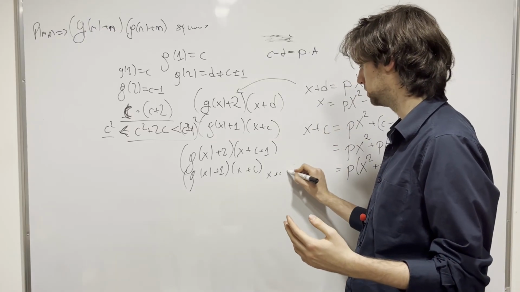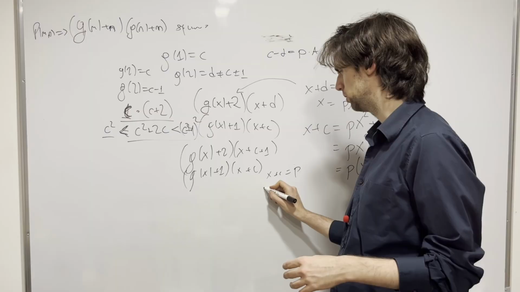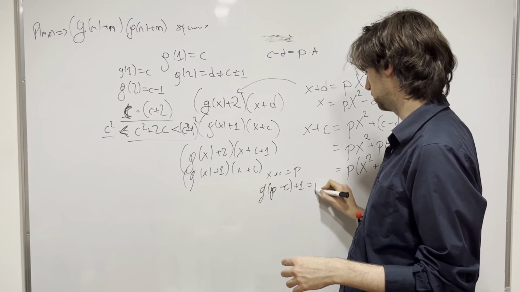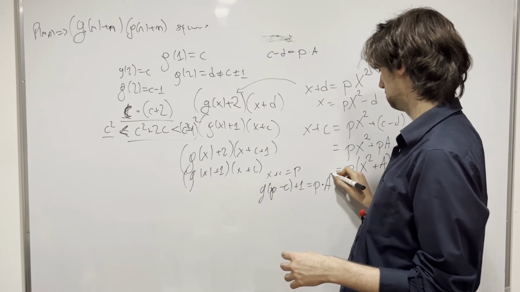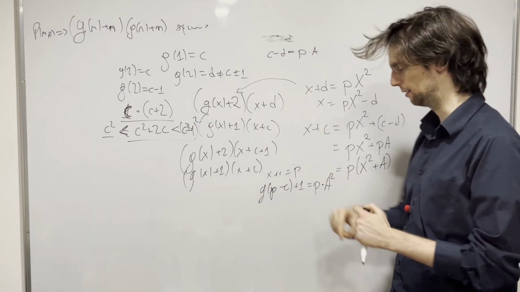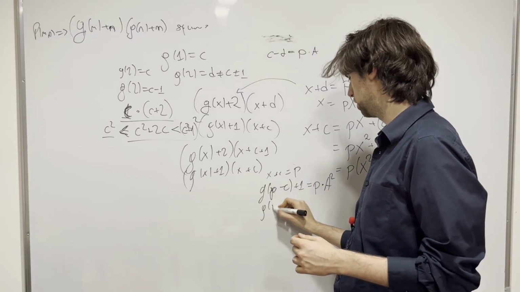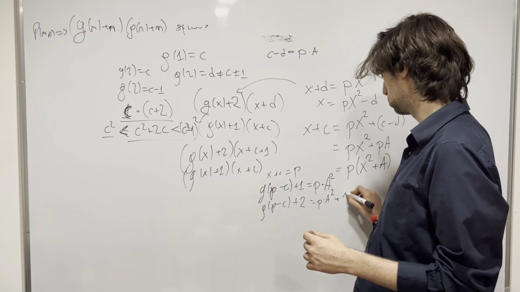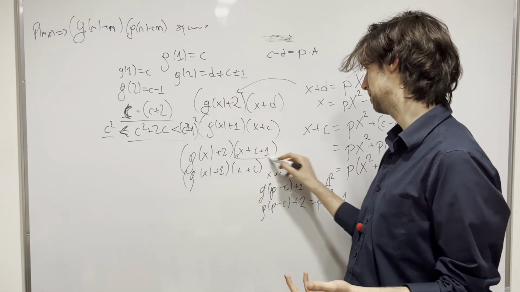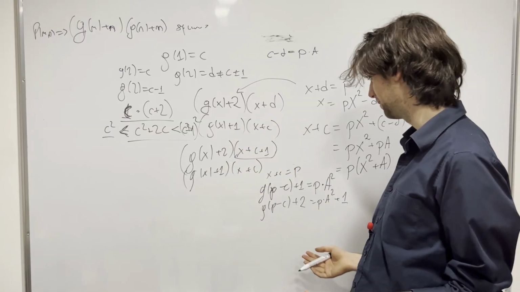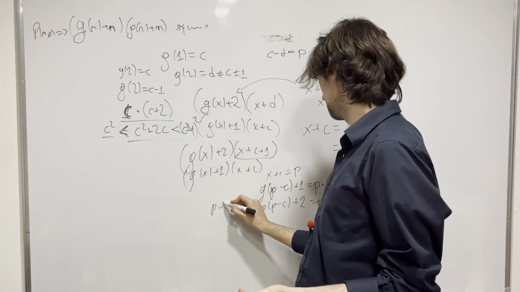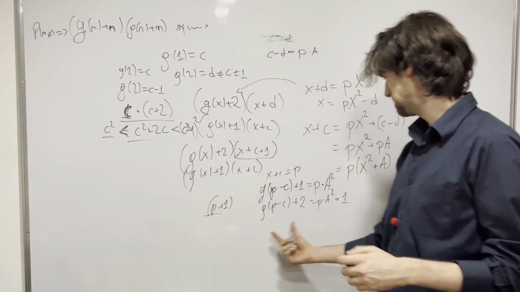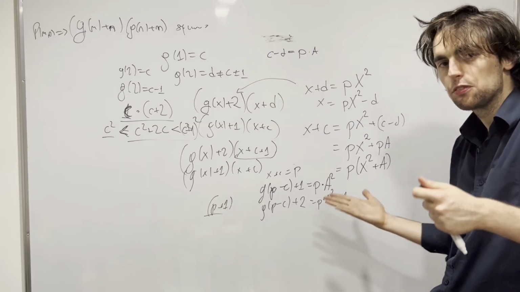So if we plug in x plus c is equal to some prime p, then we're going to have g of p minus c plus 1 is going to be that prime times some a squared. I'm not using the same a I had before. And then g of p minus c plus 2 is p times a squared plus 1. Now, what is this? This is going to be p plus 1. So if p plus 1 has some odd factors, this thing has the same odd factors.